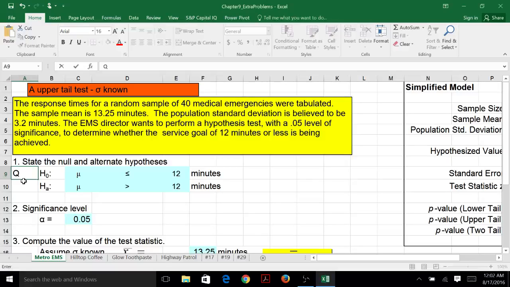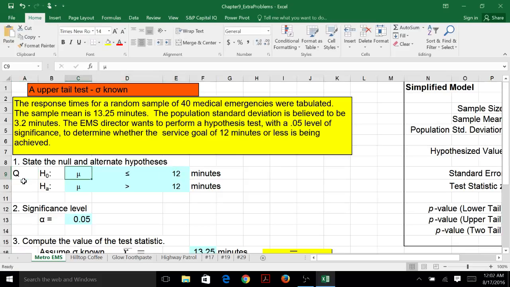Let's look at some EMS response times for 40 emergency vehicles. From those 40, we got a sample mean of 13.25 minutes. So forever and always it is believed that they perform at a level of a wait of 12 minutes or less for any call. So the null hypothesis is less than or equal to 12.